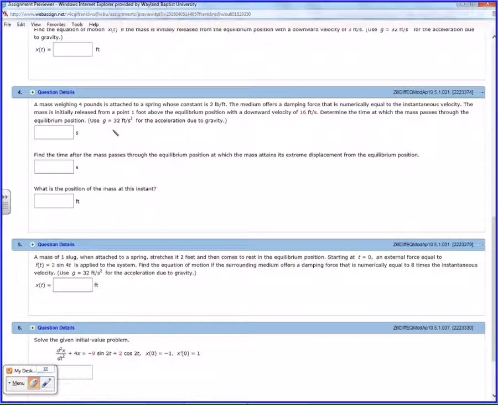The mass is initially released from a point 1 foot above the equilibrium position with a downward velocity of 16 feet per second. Determine the time at which the mass passes through the equilibrium position. We're going to use g as 32 feet per second squared. The only thing we need g for, by the way, is to find the mass.